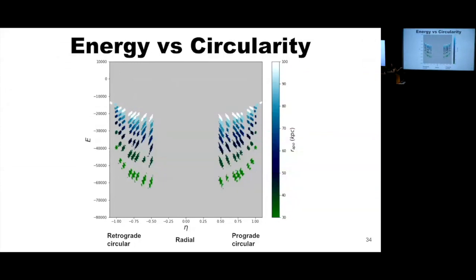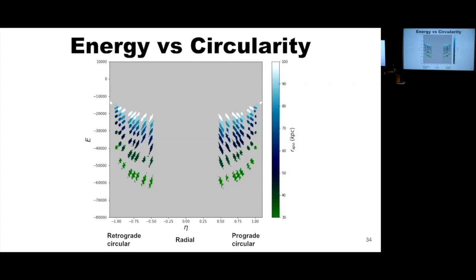So does this look familiar? Going back to our initial energy diagram, we have the energy versus circularity diagram, and each spot shows you the star particles and their energies corresponding to those. And they're color-coded by the epicenter radius. Now this is what we have initially. Now let's see what happens after the merger.